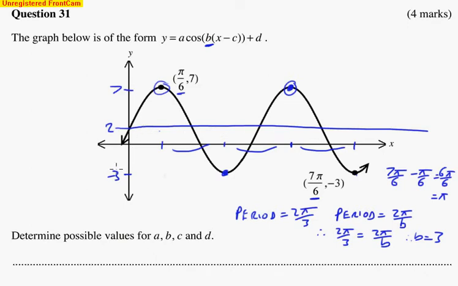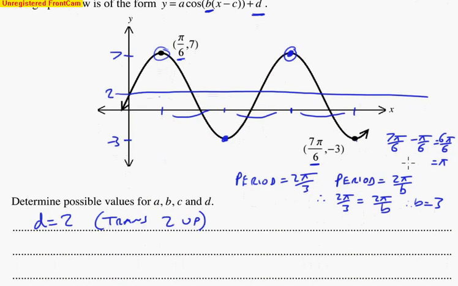In the y equals cos x curve, the halfway line is at 0, so this is telling me that the D must be equal to 2, because we've had a translation 2 up. I also know that the amplitude is 5, A equals 5.